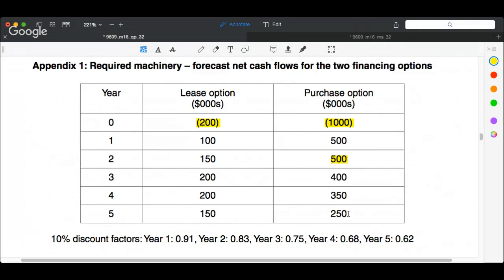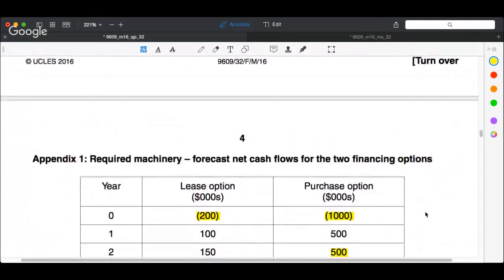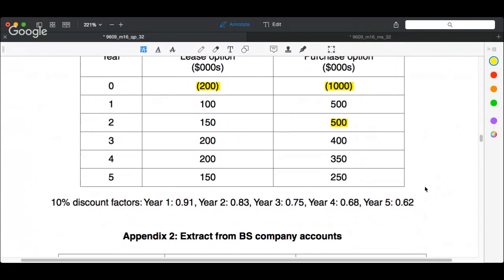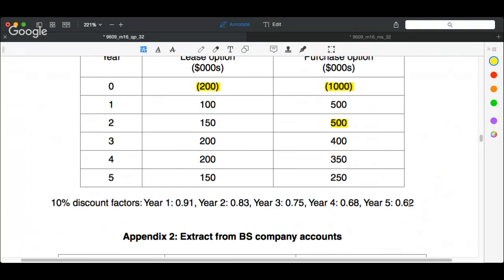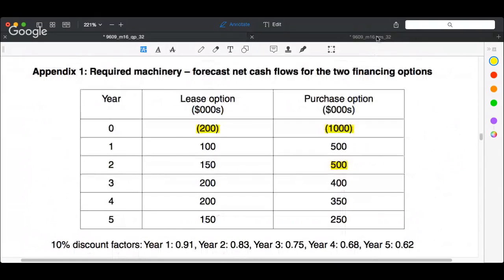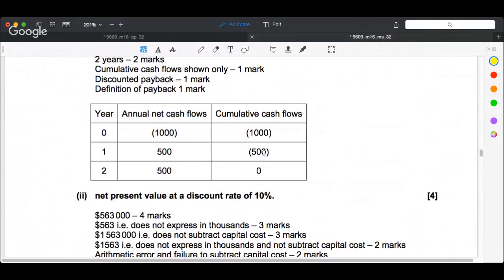Is that not so? I think that table, maybe it's not that clear. I think that table is the cash flows, isn't it? I think the cash flow is 1,000 out initially, then 500 in, 500 in, 400 in, 350 in, 250 in. Does that make sense? 10% discount factors. Does that make sense, guys? Or cumulative cash flows, negative 500.